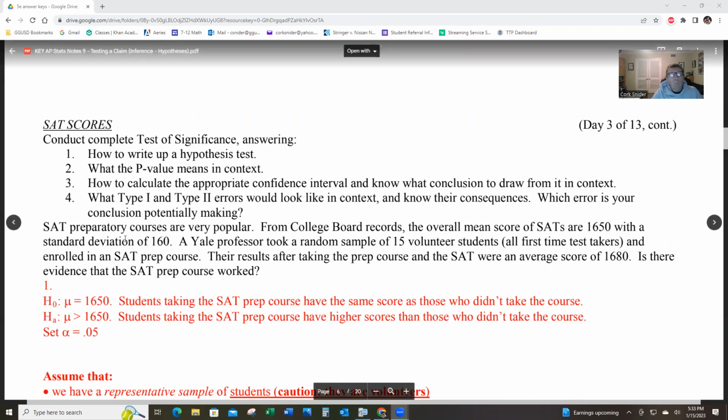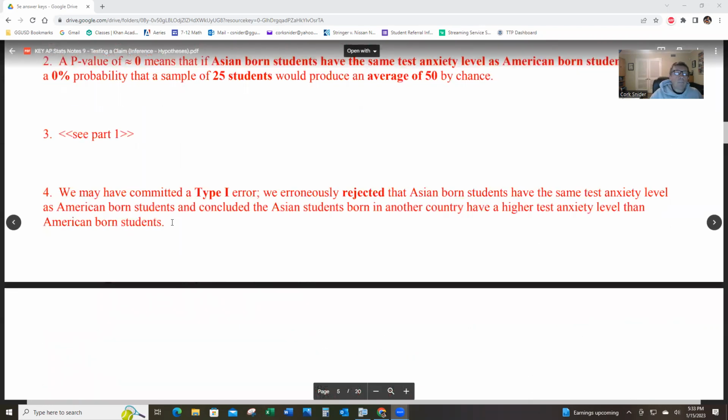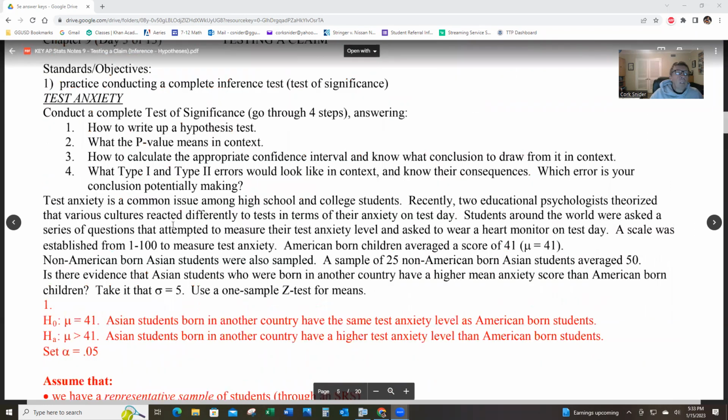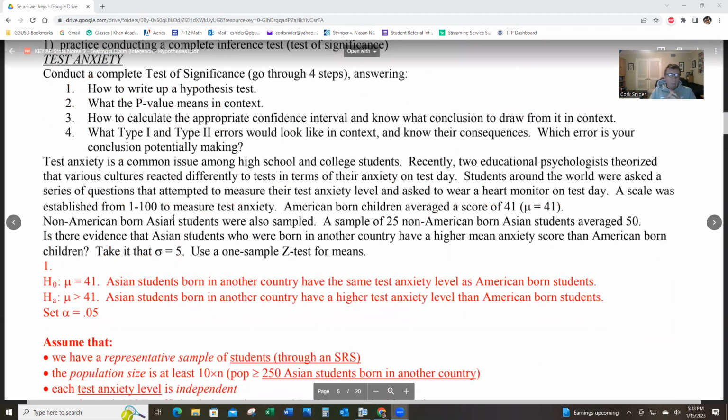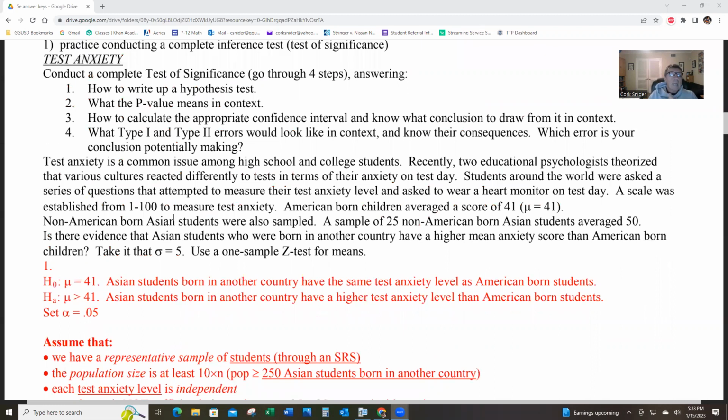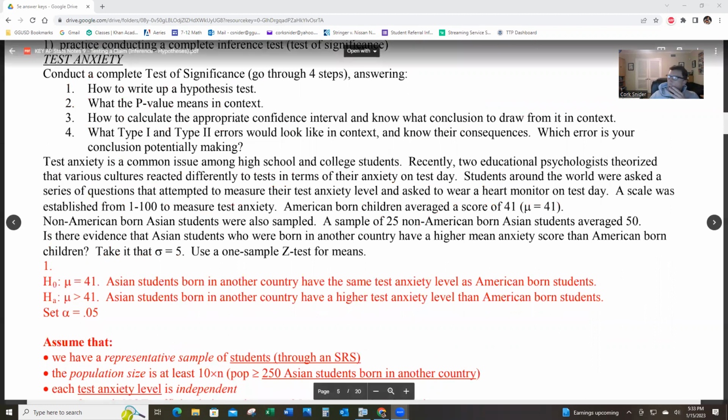All right. So we got a question. Let me start at the beginning here on this one. Sorry about that. So this is a really cool question. I found this data a long, long time ago on test anxiety. And I have four parts up here, four items that I want to go through. How to write up a hypothesis test. That's a four-step process. And remember, that process is HOHA: the hypotheses, the requirements or assumptions, the test itself, and then the conclusion.